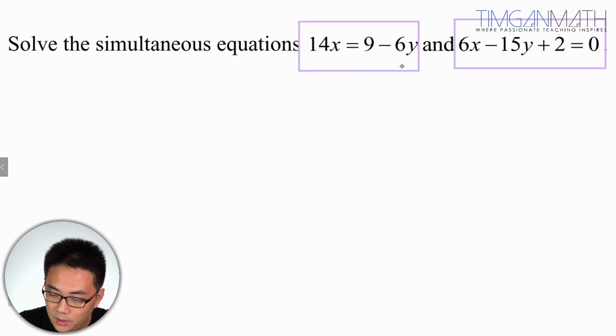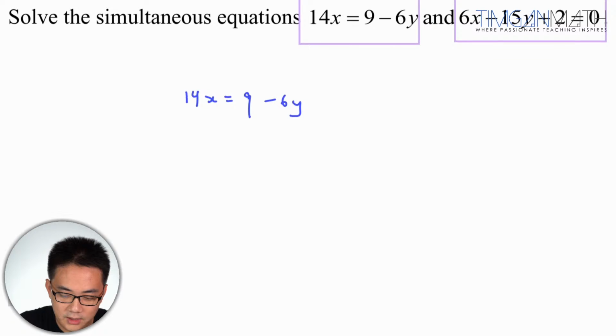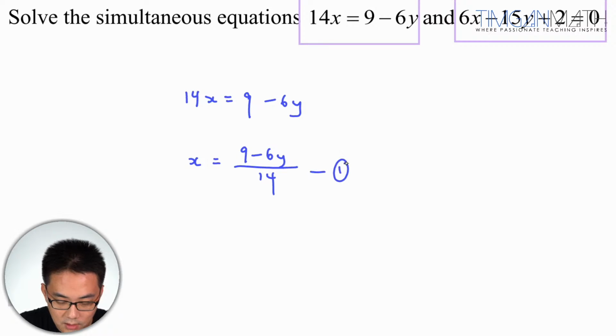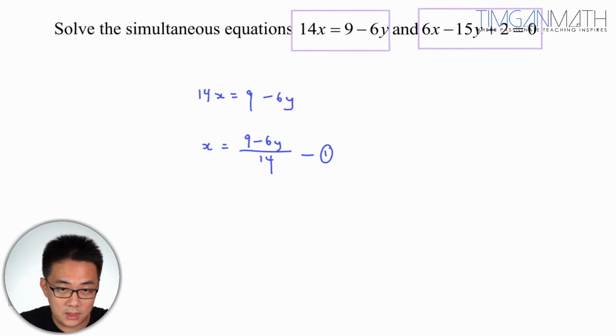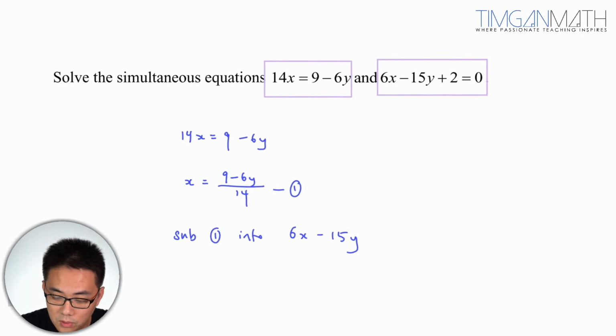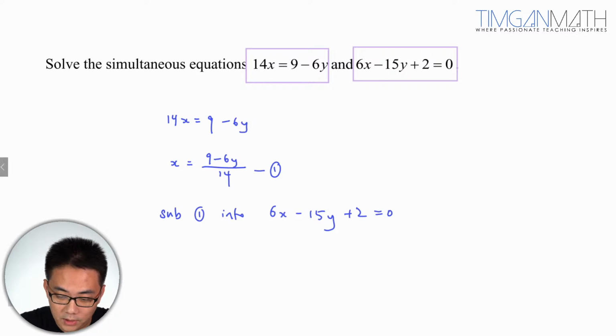So I'm going to make x the subject on this side here. So 14x equals 9 minus 6y. In this case, it'll be x equals (9 minus 6y) over 14. So this is equation 1 that I get. So just sub 1 into 6x minus 15y plus 2 equals 0. Once this is done, what we're going to do is replace our x in.